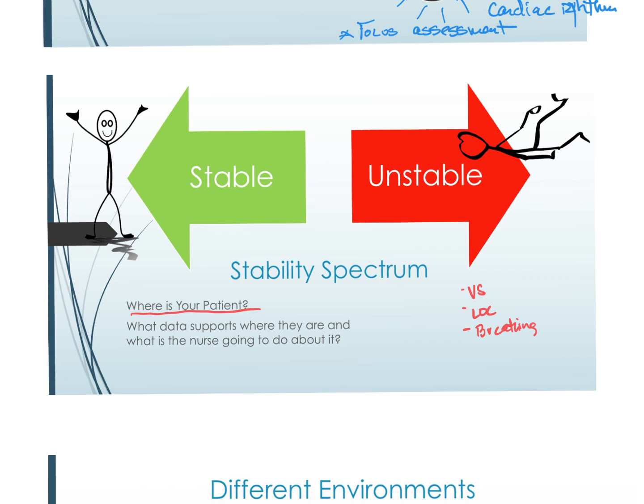So I want you to be thinking about what things would make your patient stable or unstable, and then what data would support it, and how would you go through working with that patient? What things are you going to do about it?